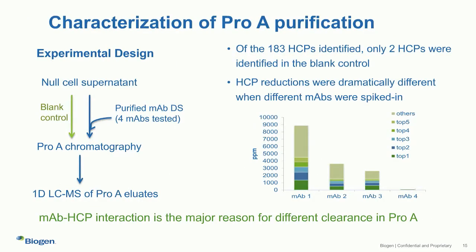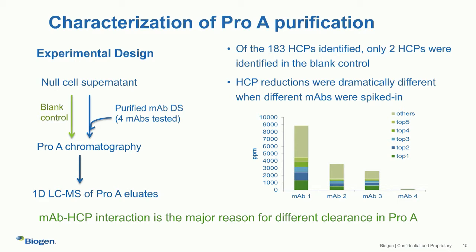So we decided to design a spiking study to understand this differential host cell protein reduction in the Pro A step. We obtained a null cell supernatant, that is the cell culture fluid without any mAb expression. We spiked in a purified mAb drug substance, and the mixture was allowed to incubate for a short while, then passed through the Pro A chromatography. We identified the host cell proteins in the Pro A eluate by 1D LC-MS. The host cell protein identification information is summarized in the figure on the bottom right.